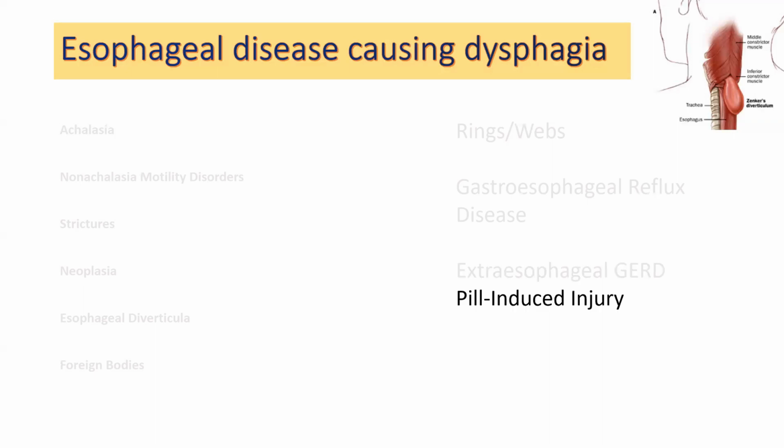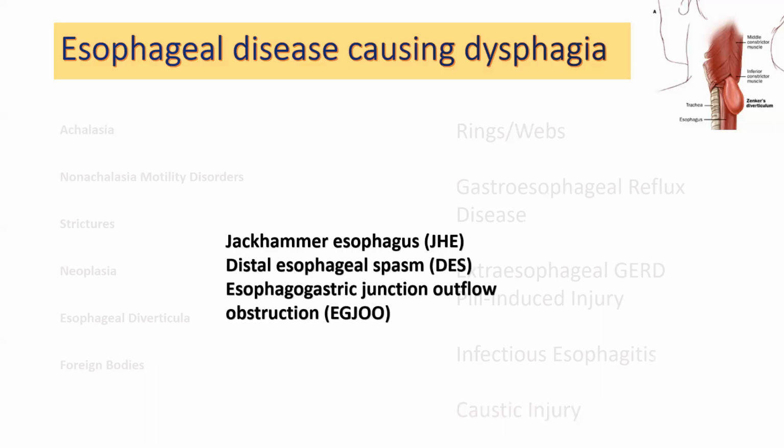Some pill-induced injuries may cause spasm in the esophagus. This spasm also makes it difficult for food to enter the esophagus. In infectious esophagitis, there is inflammation of the esophagus, and we mostly see eosinophilia. Some helminth infections cause esophagitis. Some caustic injuries also may lead to this dysphagia.